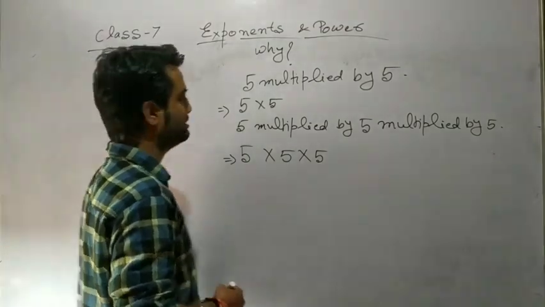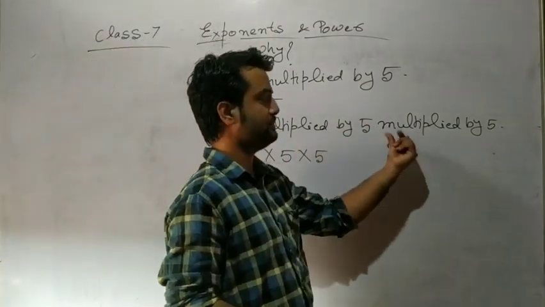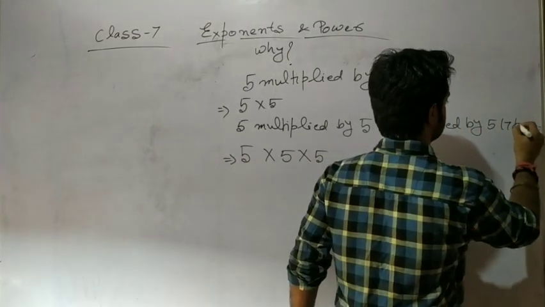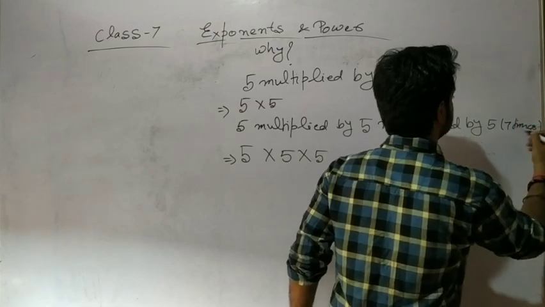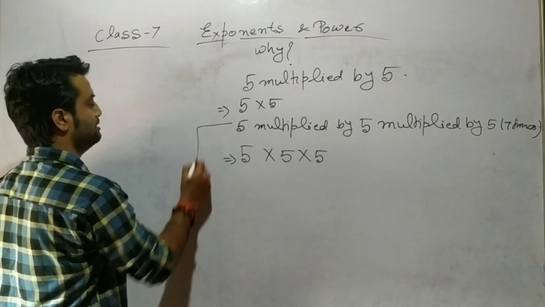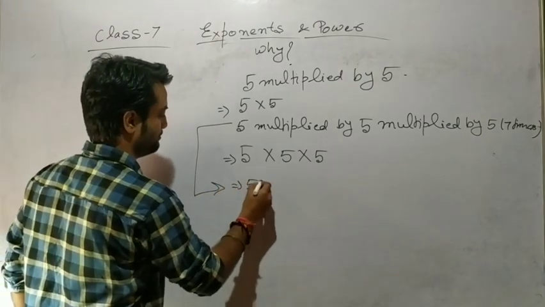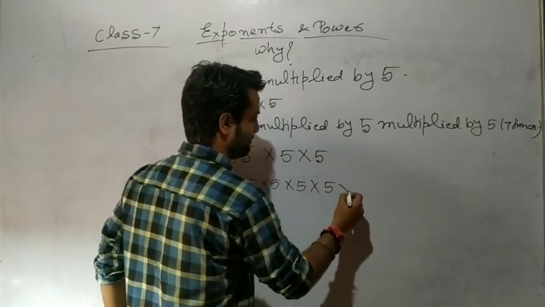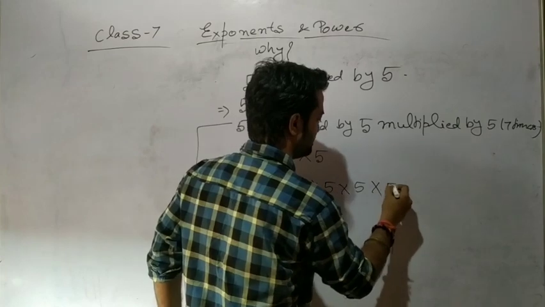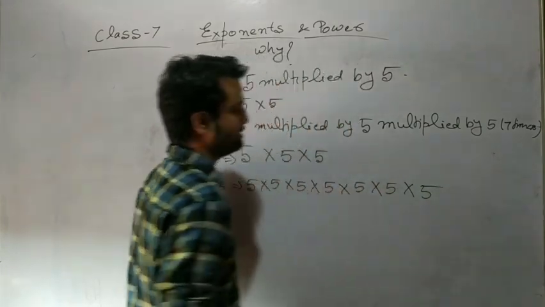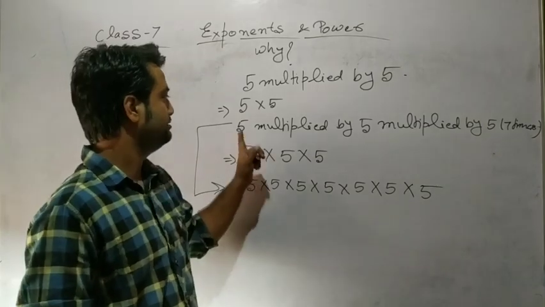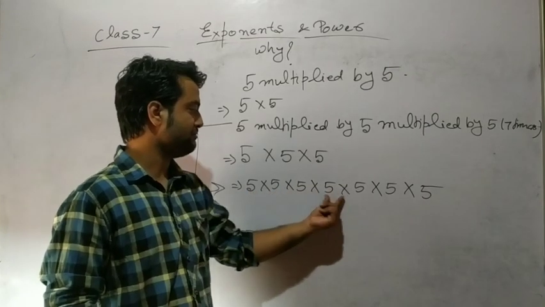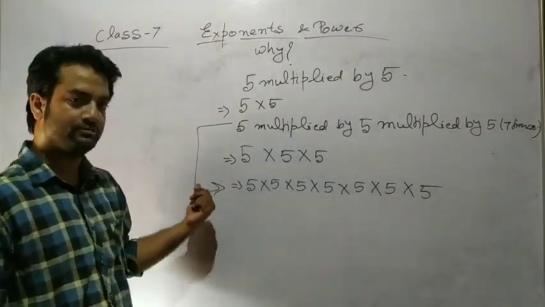Suppose I am asking you to write 5 multiplied by 5 multiplied by 5 multiplied by 5 and so on in the same manner for 7 times. Okay? 5 is multiplied with itself 7 times. Then how will you write? 5 multiplied by 5 multiplied by 5 multiplied by 5 multiplied by 5 multiplied by 5 and multiplied by 5. As you can see here, it was asked that 5 be multiplied 7 times, so we have written 5 seven times and these are multiplied.